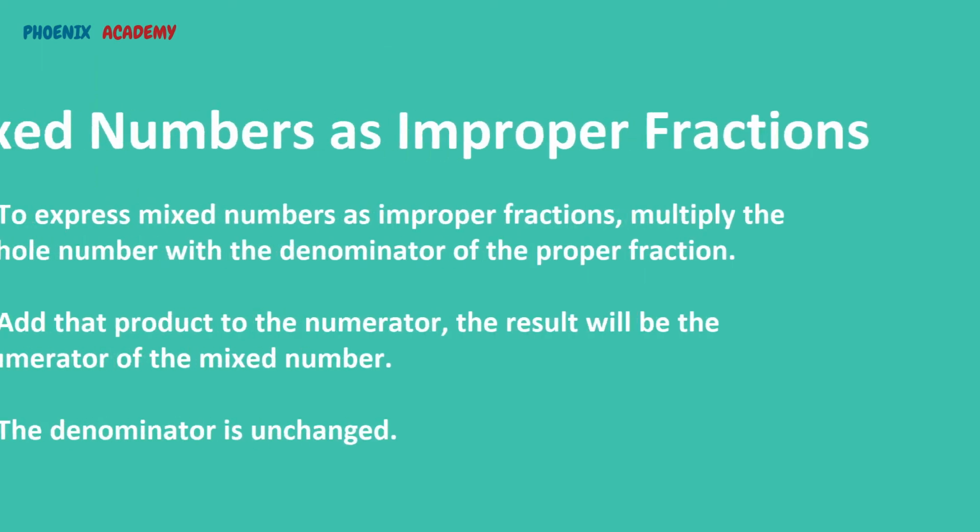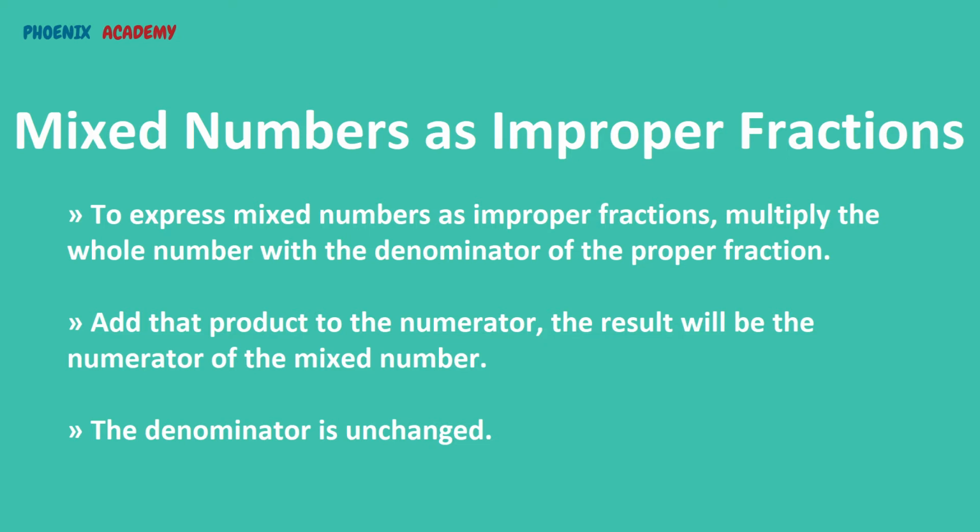Now let's see how to convert the mixed number into improper fraction. To convert the mixed number into improper fraction, multiply the whole number by the denominator of the proper fraction and to the product so obtained, add the numerator of the fraction to get the numerator of the improper fraction. The denominator of the required improper fraction will be the same as that of the proper fraction.